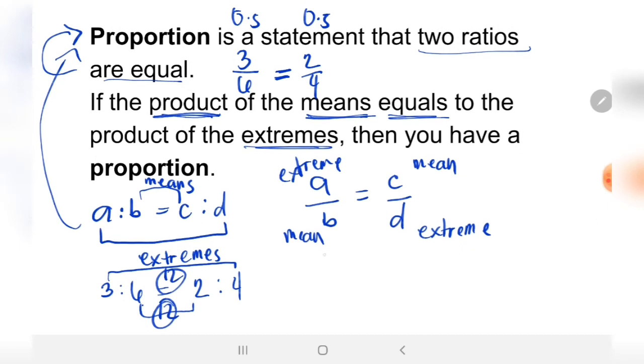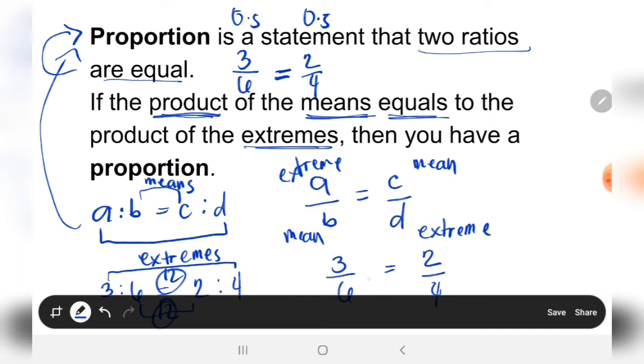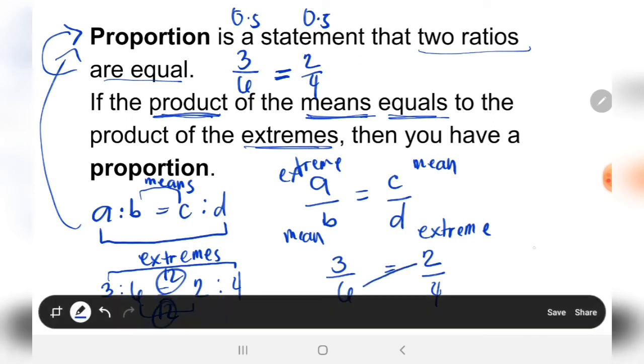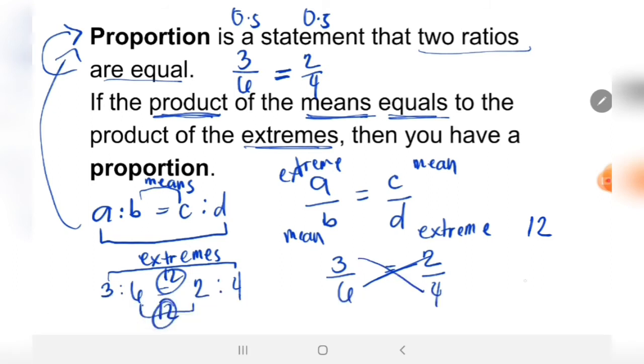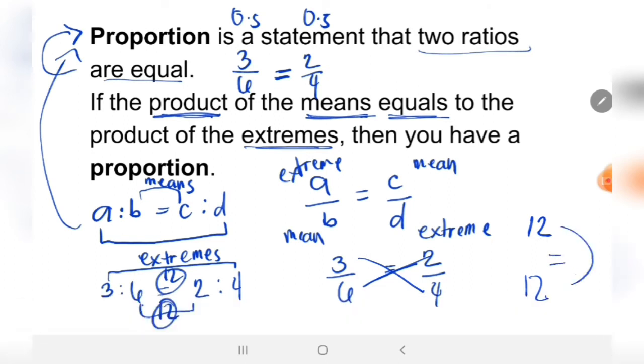Right? Next, how about this in the fraction form? 3 over 6 equals 2 over 4. Now, mean times mean. Okay, so this is 6 times 2. That is 12. 6 and 2 are our means. And then 3 times 4 equals 12. They are our extremes. So 12 equals 12.